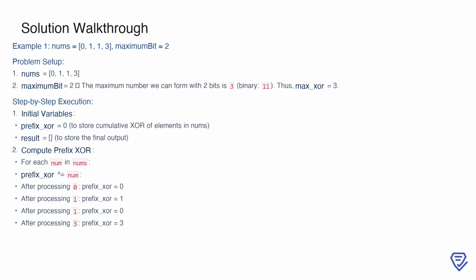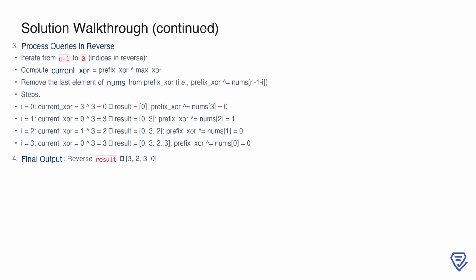Next, we compute the prefix XOR by iterating through the nums array. For each number, we update prefix_XOR by performing a XOR operation with the current number. After processing 0, prefix_XOR remains 0. Then, processing 1 updates it to 1. Processing another 1 brings it back to 0, and finally, processing 3 updates it to 3. This cumulative XOR computation sets the stage for the next part of the solution. Now, we process the queries in reverse order, starting from the last index and moving to the first.